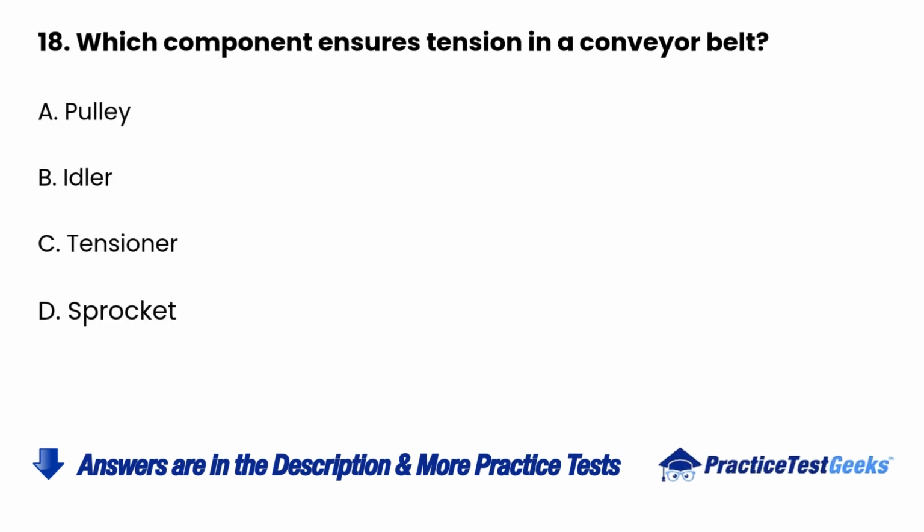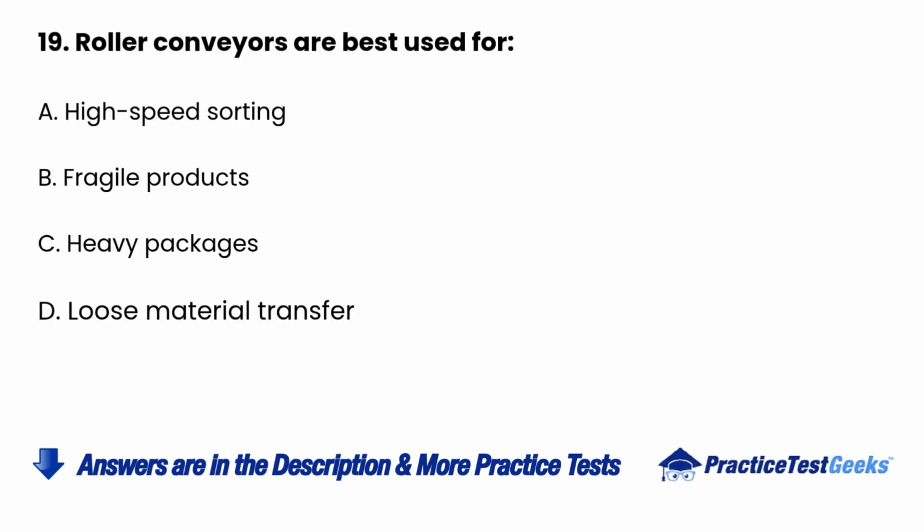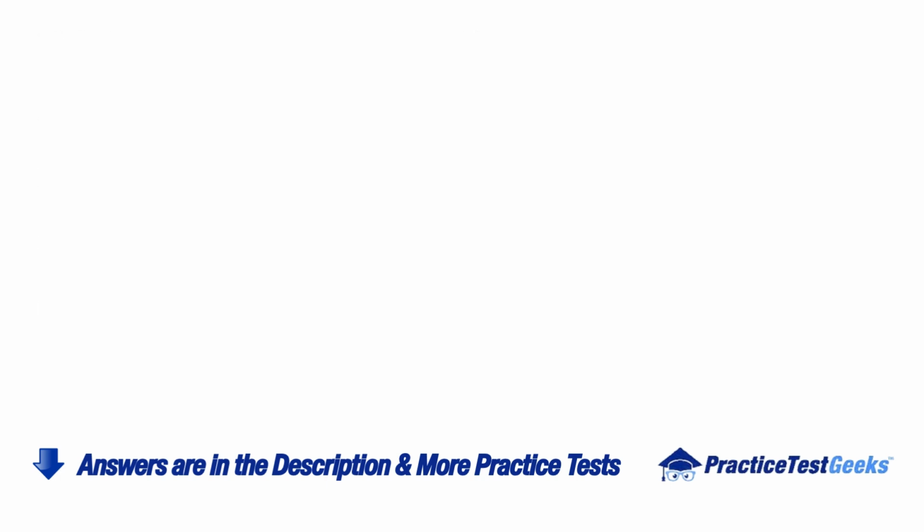18. Which component ensures tension in a conveyor belt? A. Pulley. B. Idler. C. Tensioner. D. Sprocket. 19. Roller conveyors are best used for A. High-speed sorting. B. Fragile products. C. Heavy packages. D. Loose material transfer.